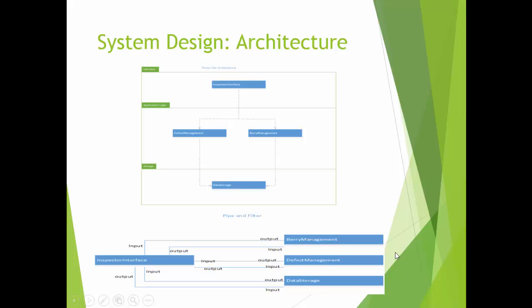In the pipe and filter architecture, the inspector interface subsystem gets images from the data storage subsystem and outputs that into the berry management subsystem. There, the image is processed and it sends its output back to the inspector interface. The inspector interface can send info from this output into the defect management and data storage subsystems. The defect management subsystem processes the input and sends the output to the inspector interface, which can send info from this output into the data storage subsystem.